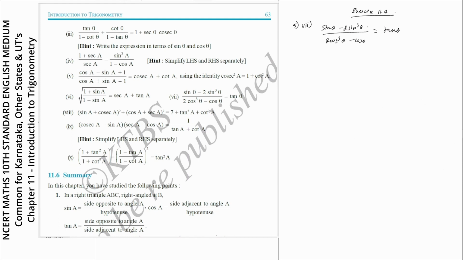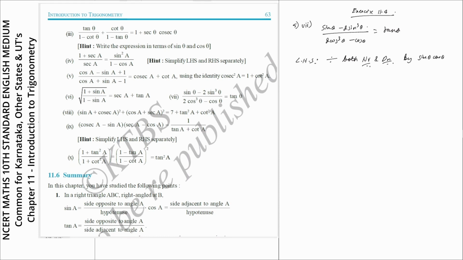Exercise 11.4, question number 5, sub question 6. Prove that (sin theta minus 2 sin cube theta) by (2 cos cube theta minus cos theta) is equal to tan theta. So I'll take the left hand side first and I'll divide both numerator and denominator by sin theta cos theta.